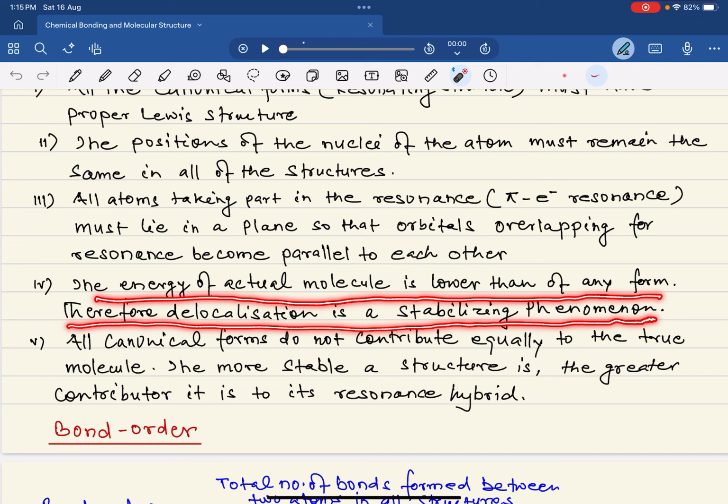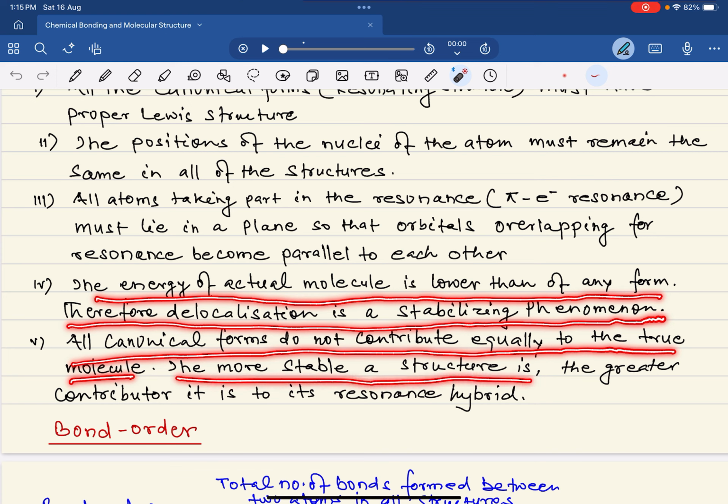Delocalization is a stabilizing phenomenon. It means delocalized electrons stabilize the molecule and increase the stability. All canonical forms do not contribute equally to the true molecule. The more stable a structure is, the greater contributor it is to its resonance hybrid.